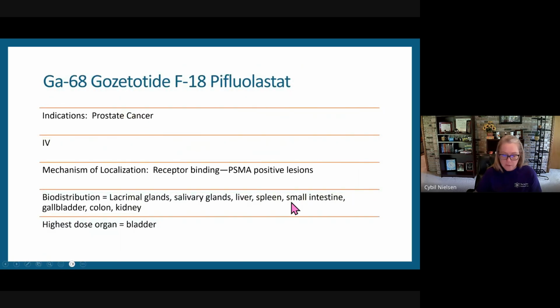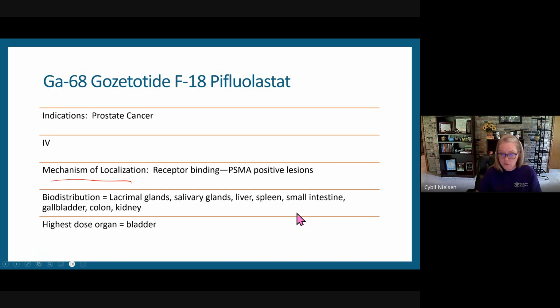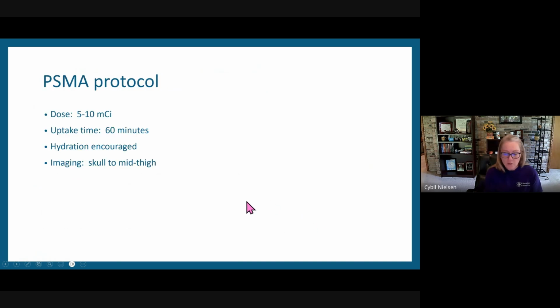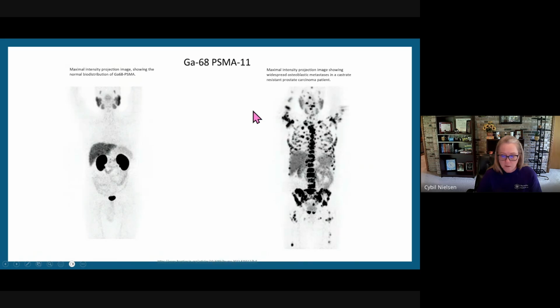All right, so it's for prostate cancer. I've given you the mechanism of localization for all of these so you can study those, as well as the normal biodistribution. Dose is 5 to 10 millicuries. We're going to image at 60 minutes like most of them. And the unique characteristic of these is that you see the eyes and the salivary glands. So if you see that, it's either piflufolastat or gozetotide, one of the PSMA agents. And there's that as well.